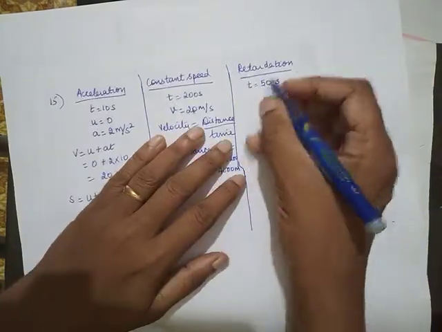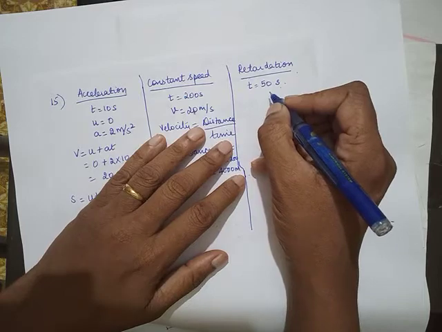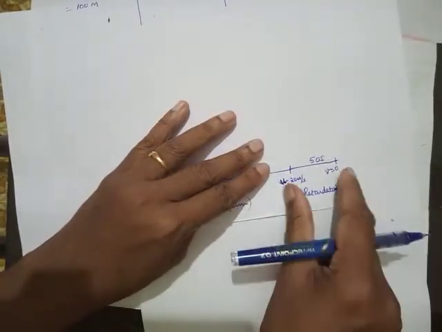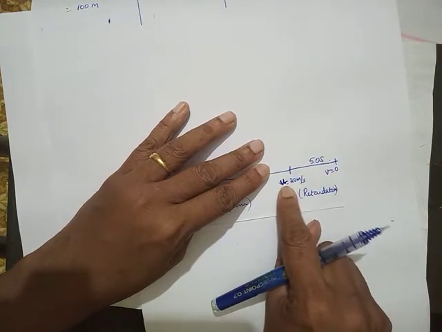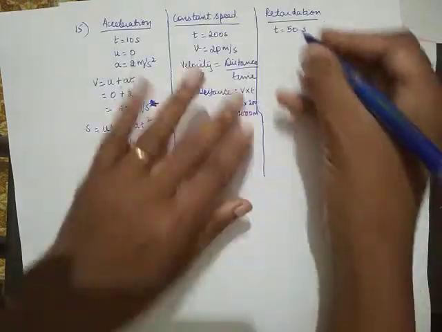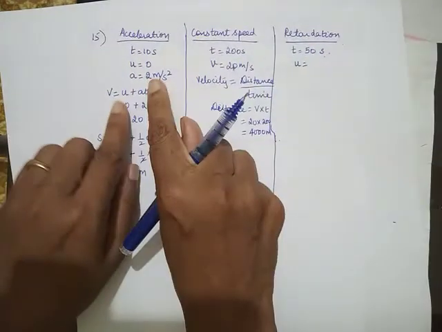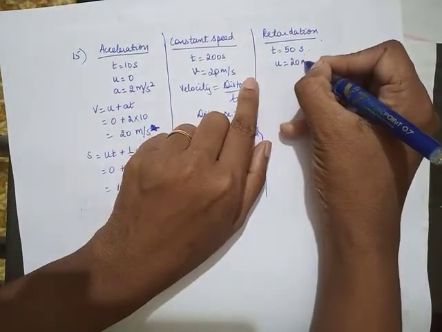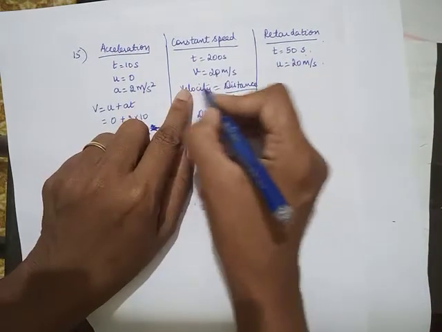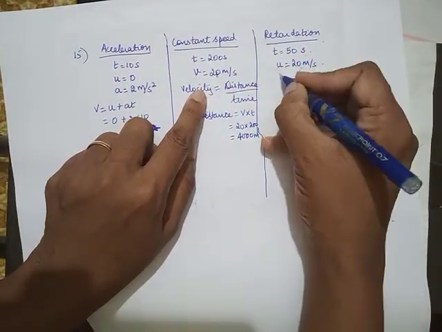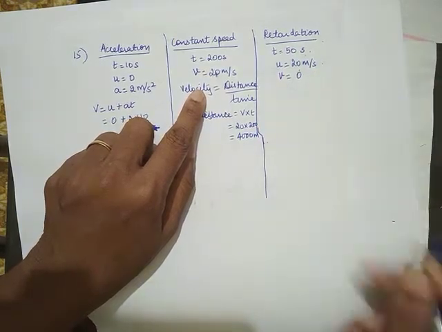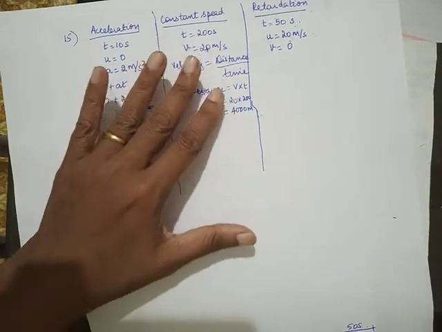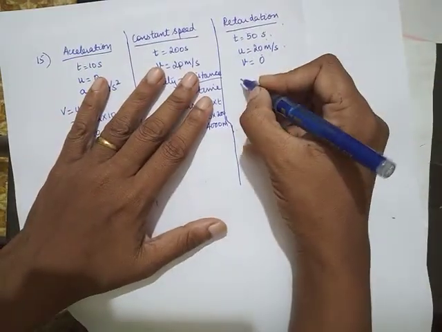Now let's come to the third part, that is the retardation, and they've asked us to find the retardation. For this part, its initial velocity is 20 meter per second and final velocity is 0. Whatever was the uniform velocity here will be the initial velocity here. Its final velocity is 0 because it is undergoing retardation, and in 50 seconds this happens. We are asked to find the retardation.